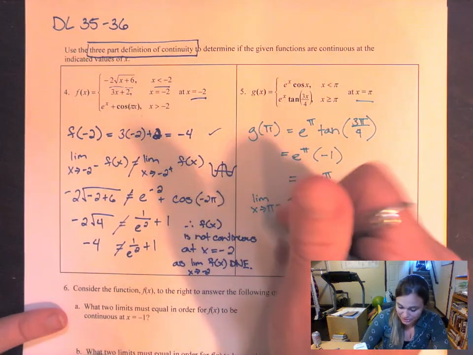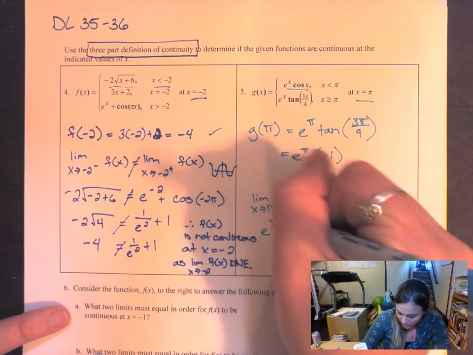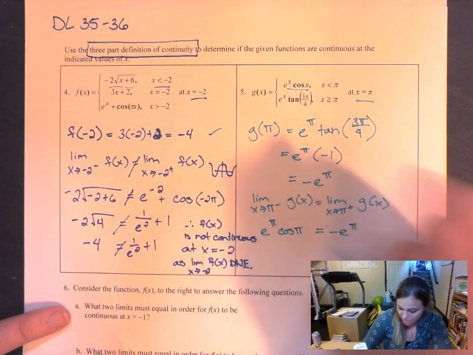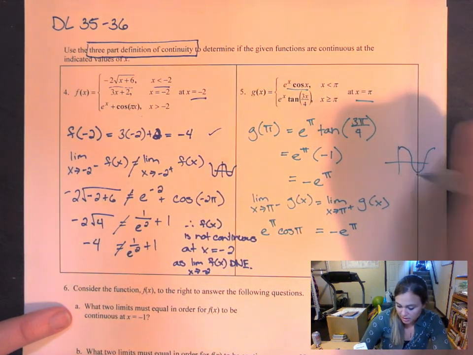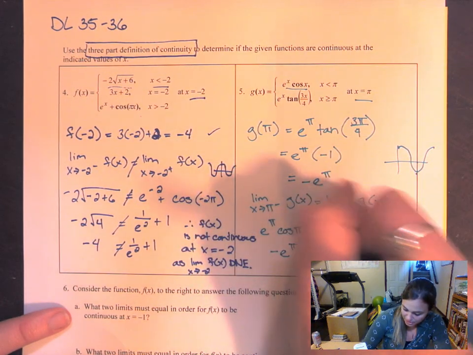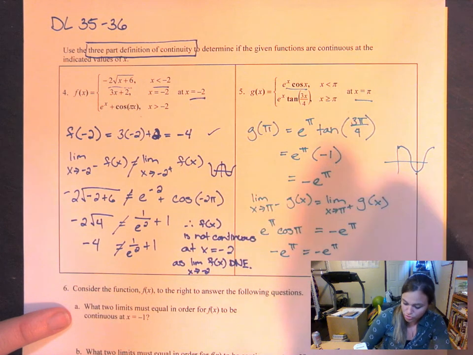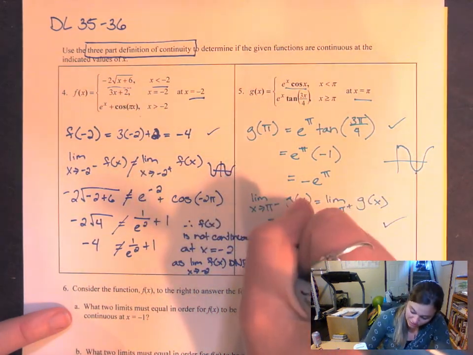On the left, I'm going to do the same thing. I'm going to say this part of it, so e to the pi power, cosine of pi. Cosine at pi is negative 1. So I've got negative e to the pi equals negative e to the pi. Woo, I did it. So we have the function is defined. The limit exists. And then you need one more step.